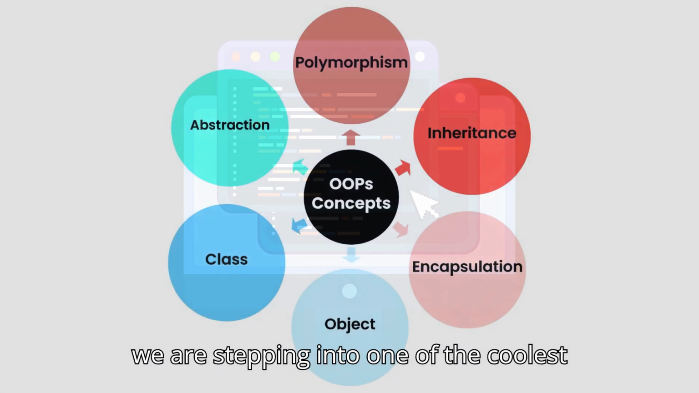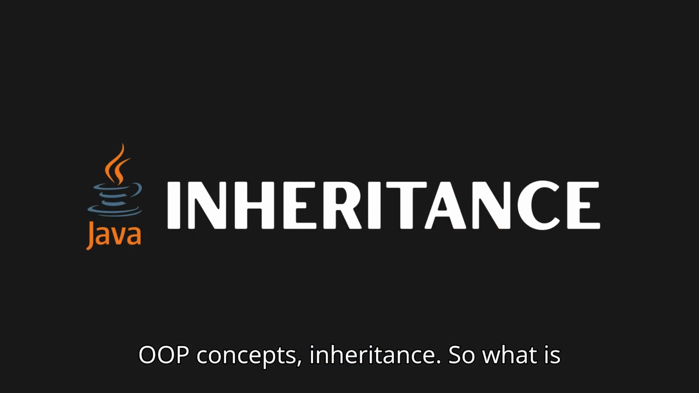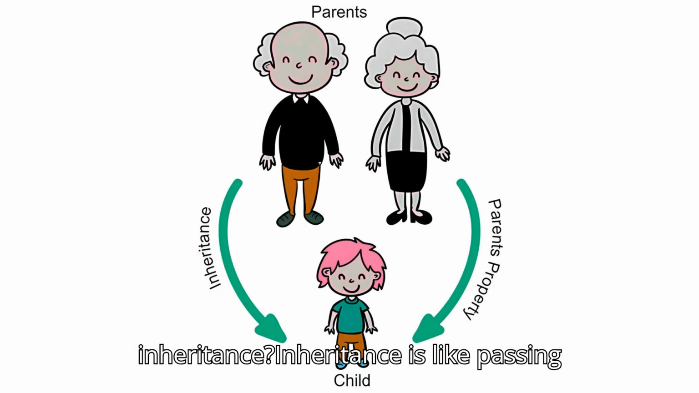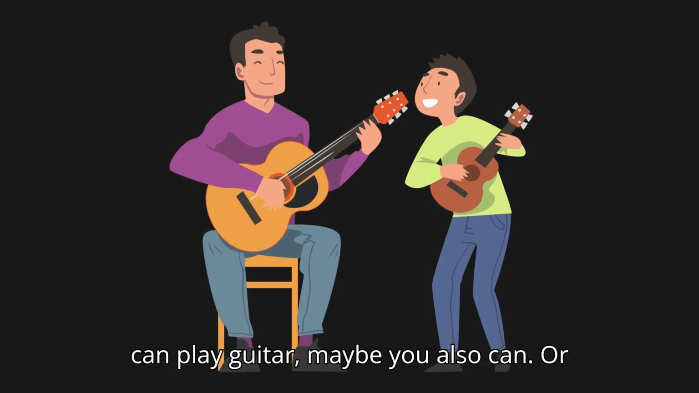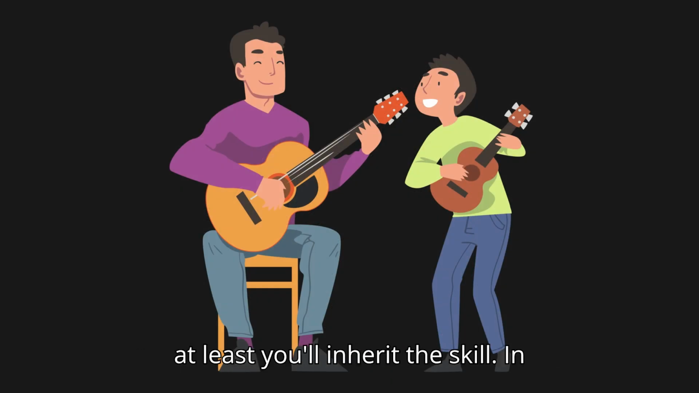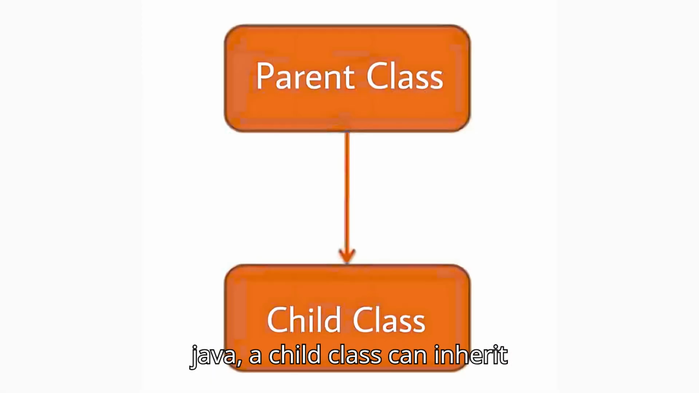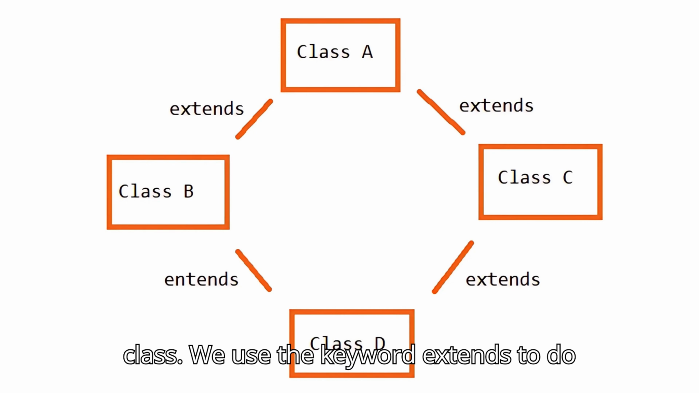We are stepping into one of the coolest OOP concepts, inheritance. So what is inheritance? Inheritance is like passing down the traits in a family. If your dad can play guitar, maybe you also can, or at least you'll inherit the skill. In Java, a child class can inherit properties and methods from a parent class. We use the keyword extends to do this.